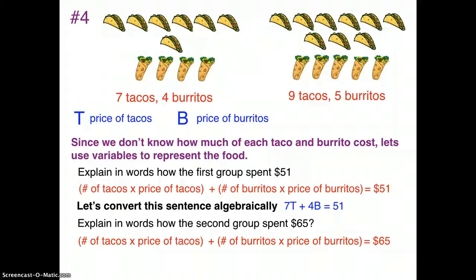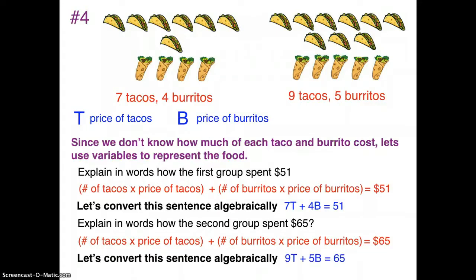The price of the tacos, again, I don't know it. So I'm going to go ahead and put T. I'm going to put plus the number of burritos. In this case, it's 5 burritos. And I'm going to multiply it by B because I'm multiplying it by the price, which I don't know at this moment. And it's going to equal 65. So my equation is going to be 9T plus 5B equals 65. Perfect. I just created a system for myself.